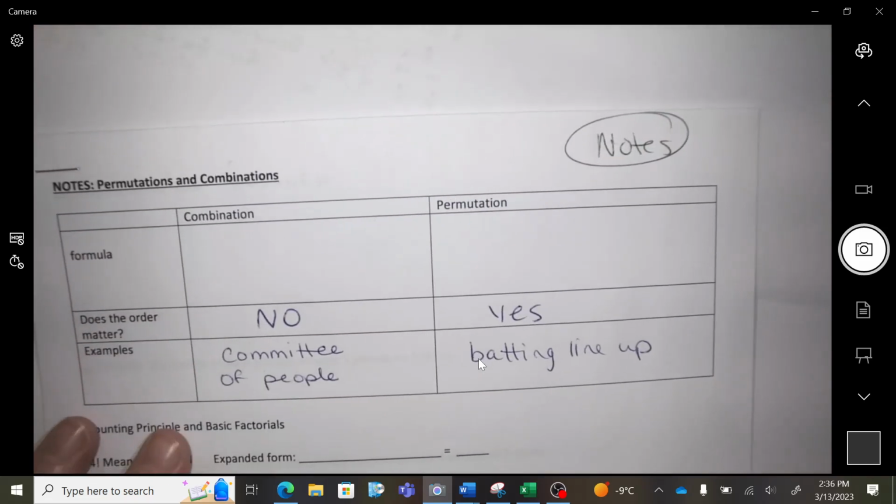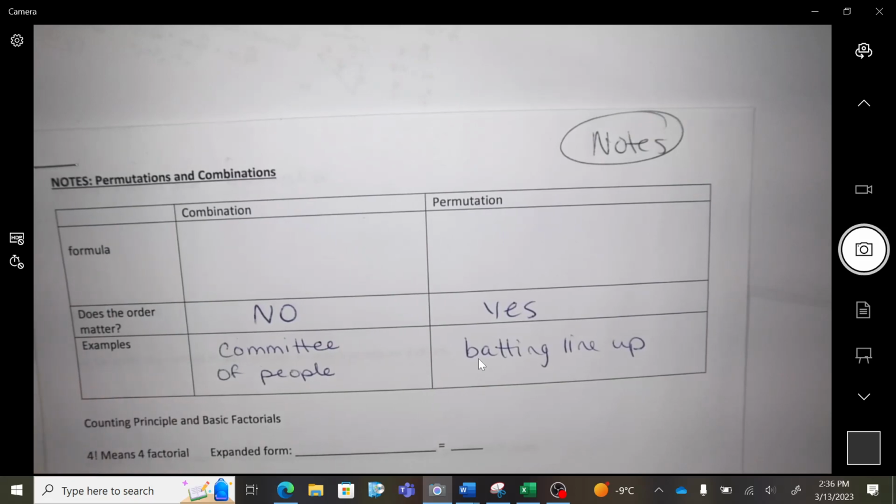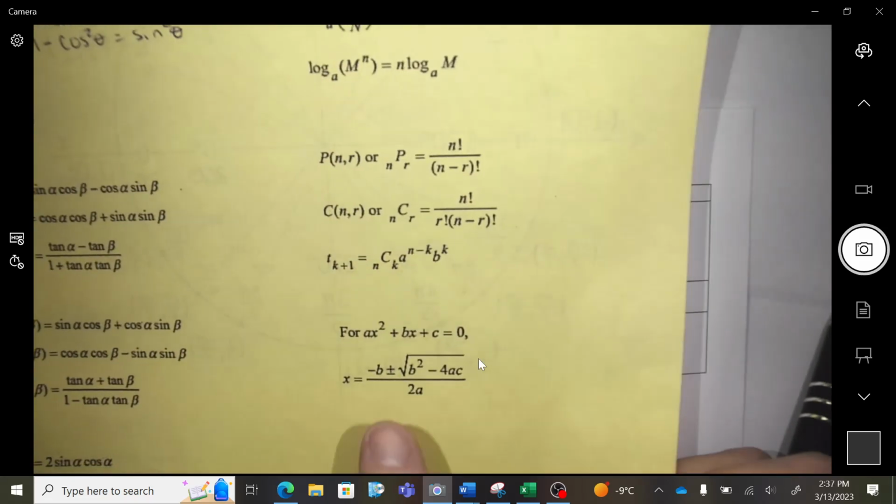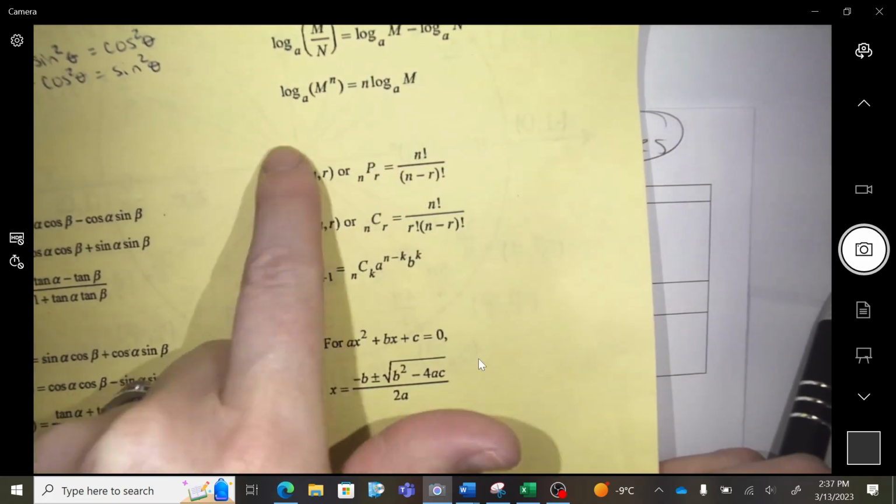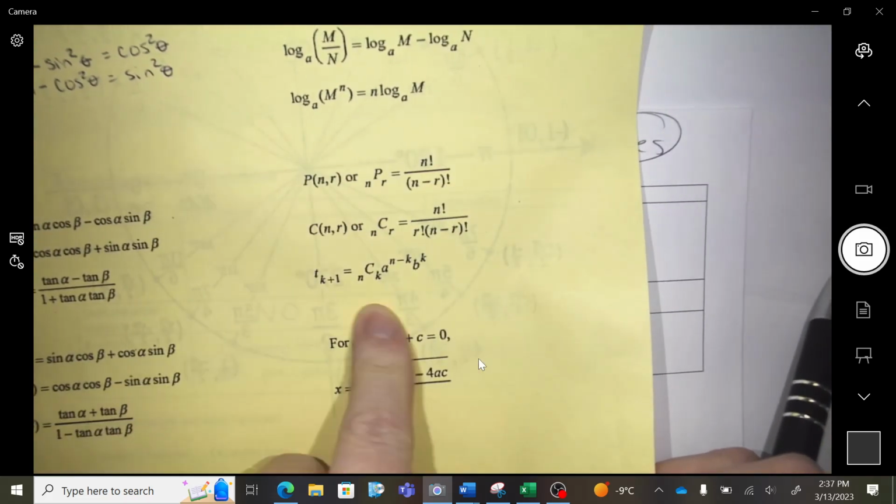We're going to write them down, and we're not even going to talk about them because you have no idea what this means yet. But they're on your formula sheet, so this is the only section of your formula sheet that's going to apply to this unit.